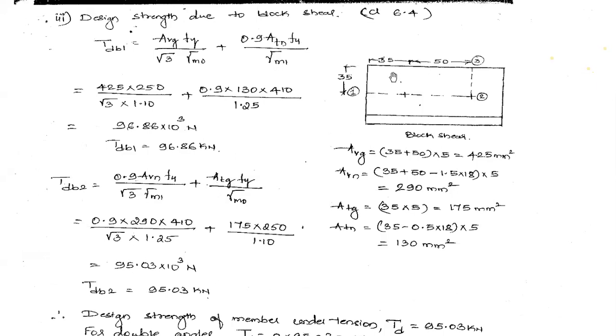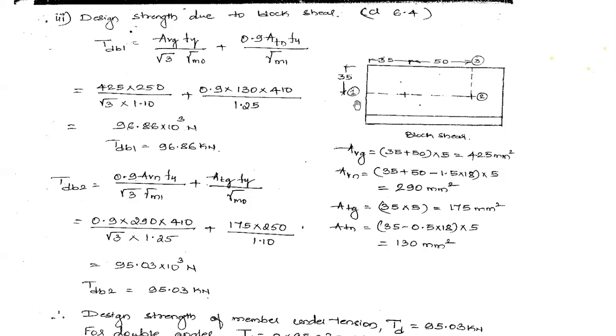At the end connection with the gusset plate, this is what you have. We have two bolts here, bolt one and bolt two. The edge distance maintained here is 35 mm, and the end distance maintained is also 35 mm. In between these two bolts, the pitch distance is 50 mm. This line 1, 2 is our shearing plane, and 2, 3 is our tension plane.